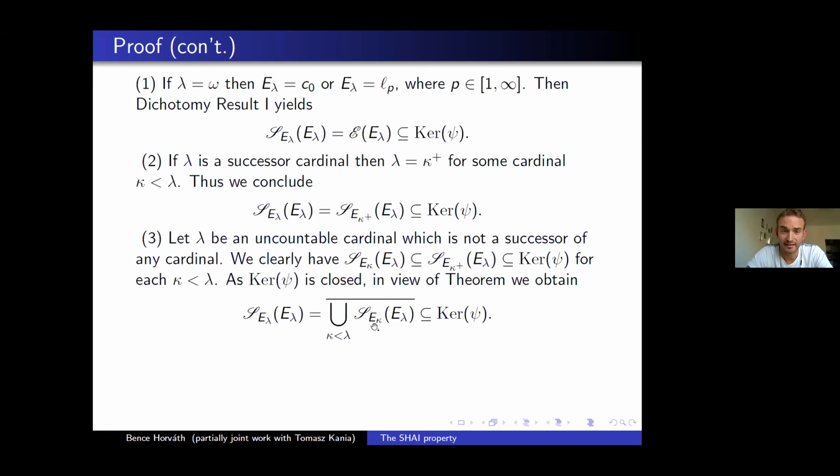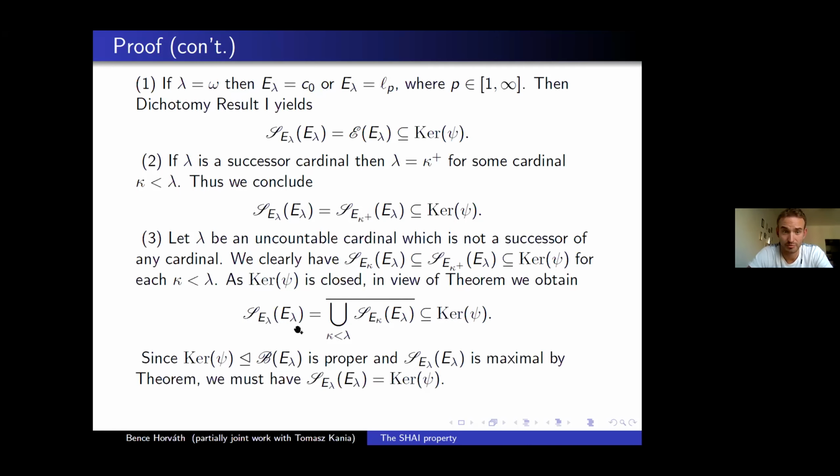So we can take the union of all these guys and then the operator norm closure, and it will still be in the kernel, because it's, of course, an ideal. And by this Bill and Gideon Tomac result, we know that this must be exactly the E lambda singular operators, so the claim is proven.